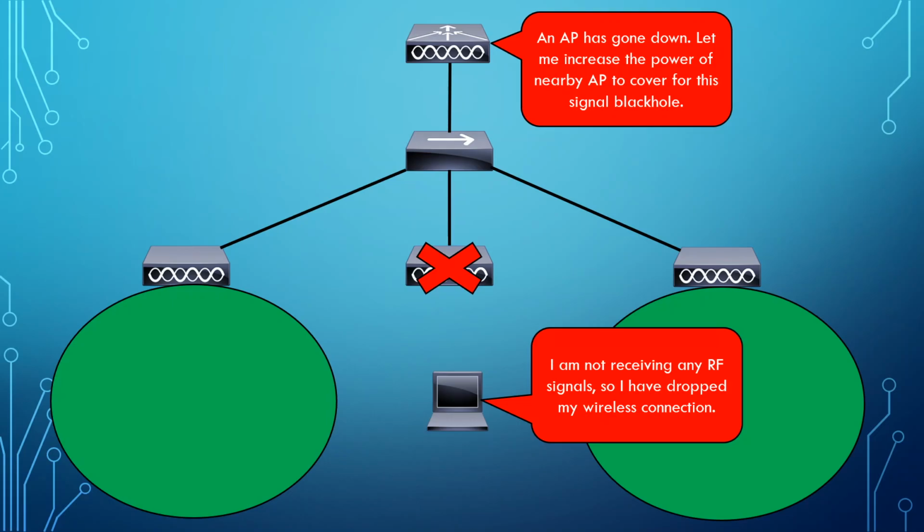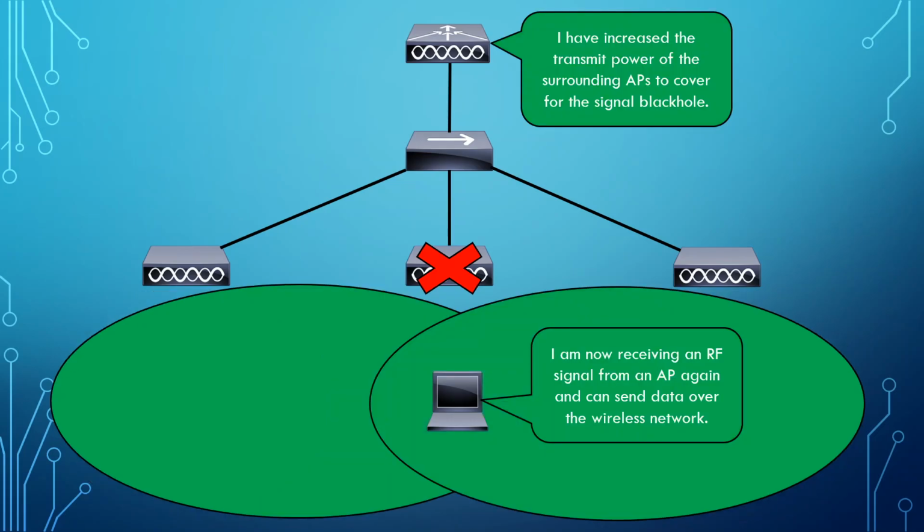The wireless LAN controller picks this up. It's like, oh, okay, AP2 has gone down. Now I know that there are two APs which are close to where AP2 is. Let me increase the power of those APs to cover for this black hole. So in this case, it increases the power of APs 1 and 3. Now they're covering the same area that AP2 was covering, and now this client can receive an RF signal and can again start communicating wirelessly over the wireless network.